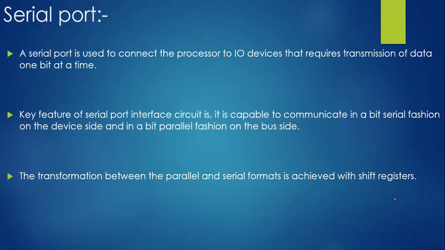Okay, so we'll go through some technicalities of the serial port, then we will go for a block diagram. Clear? A serial port is used to connect the processor to IO devices that require transmission of 1 bit at a time. So the input device, output device, any devices that work in a serial fashion.